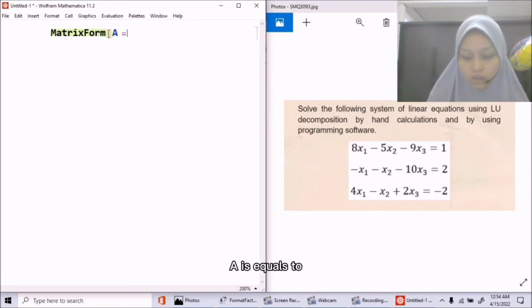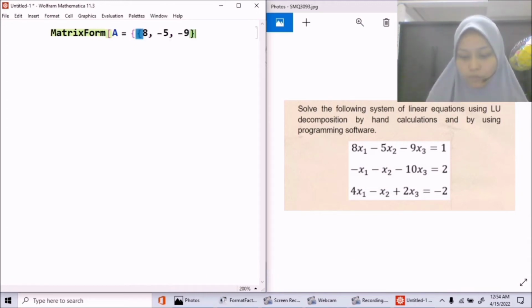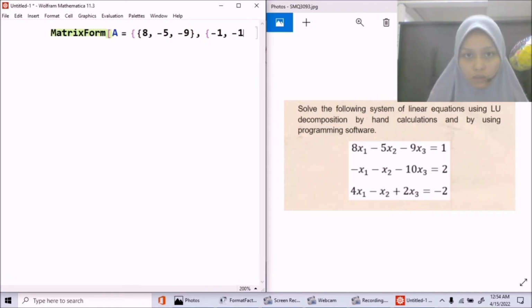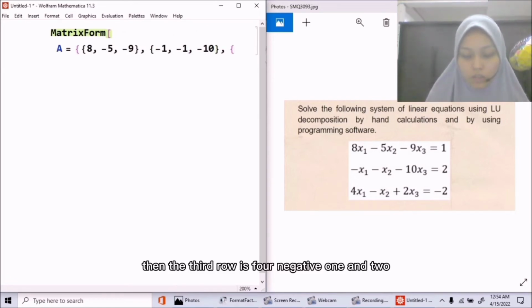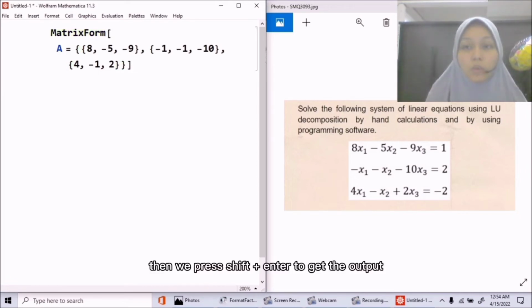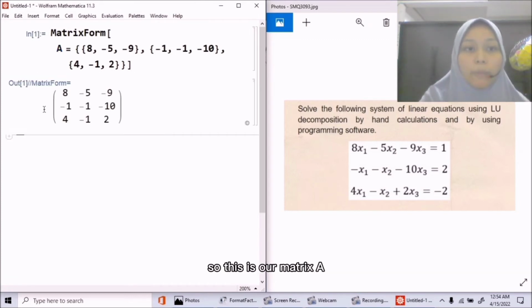A is equal to, the first row is 8, negative 5, negative 9. Second row is negative 1, and negative 10. Then the third row is 4, negative 1, and 2. Then we press Shift and Enter to get the output. So this is our matrix A.